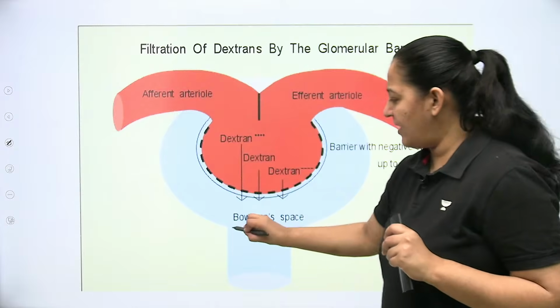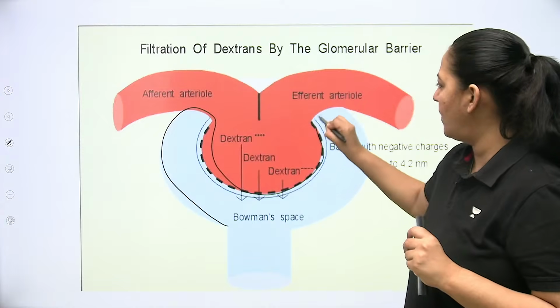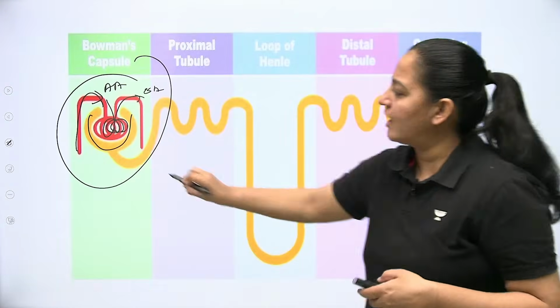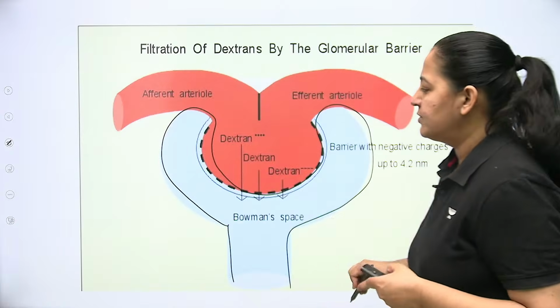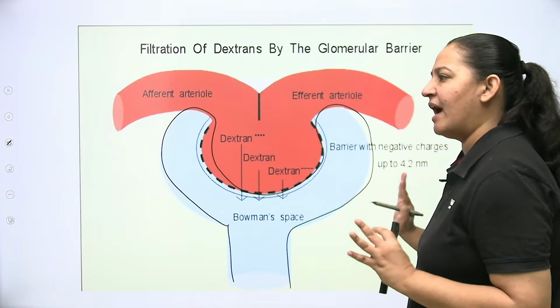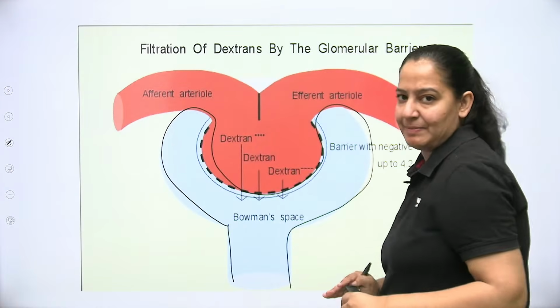You tell me. In this diagram, you can appreciate this is the Bowman's capsule, the blue one. This one is the Bowman's capsule, which is continued as PCT. So Bowman's capsule is continued as PCT. Now please give me a thumbs up. Have you got it? Gaming, have you got it? Others, Anu, have you got it? This is the Bowman's capsule continued as PCT, right?